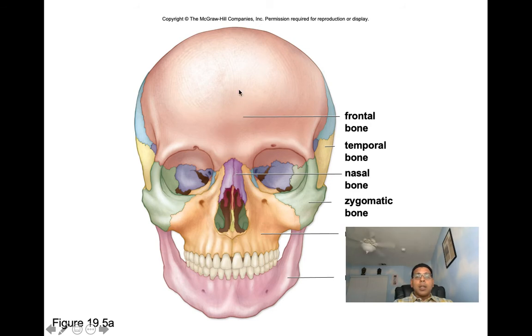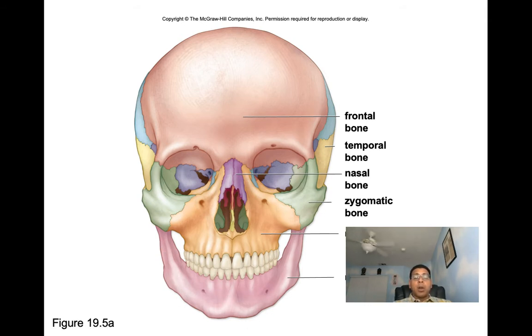So you can see most bones, when we divide the body in half, are going to be found as pairs. Not all of them, most of them. The frontal bone is one bone, two temporal bones we can see, two parietal bones we can see, one occipital bone if you recall, one sphenoid bone, two maxillae, two zygomatic bones, one mandible.